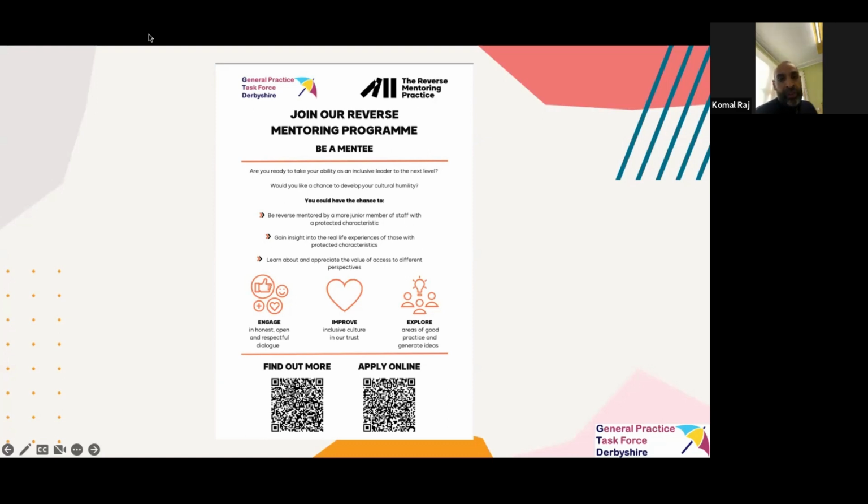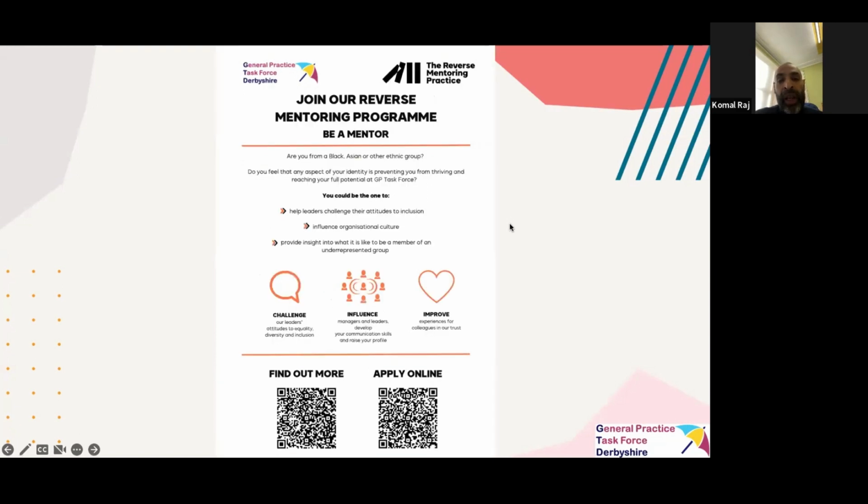Now, what we're looking to do is to recruit both mentees and mentors. I always get a bit confused, but the mentor would be the more junior colleague. I can't really find a better word than that, but they would more than likely come from an ethnic minority background. The aim then is to pair them with a leader within the primary care system who would more than likely be Caucasian, and build that relationship between the two, so that there's a dialogue going from the more junior person to the more senior person.